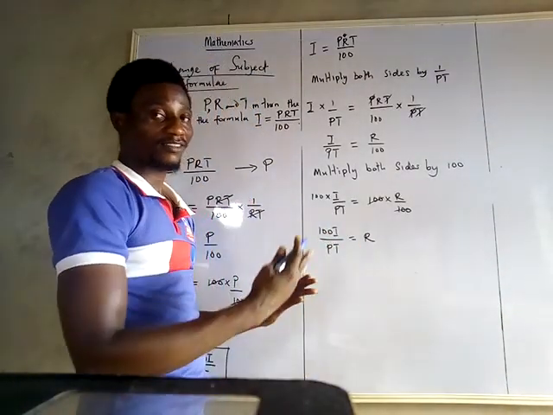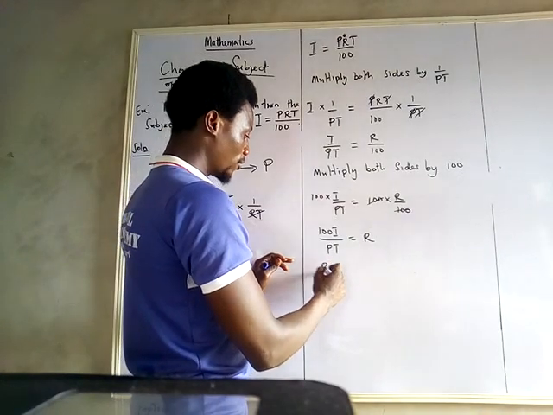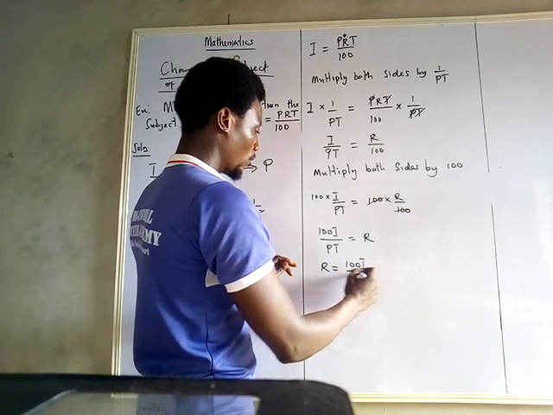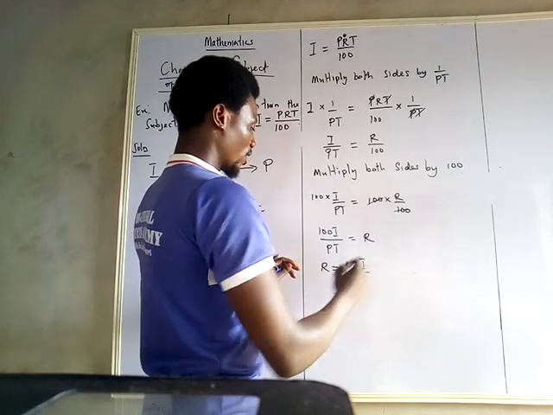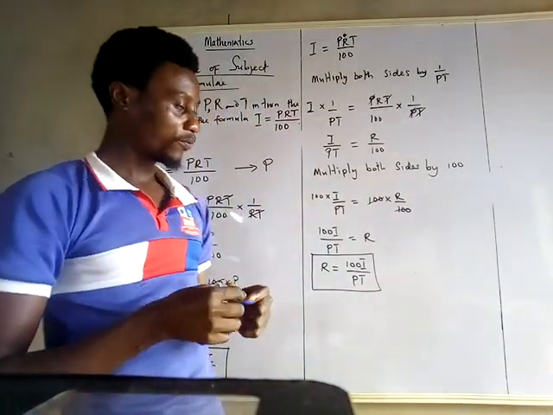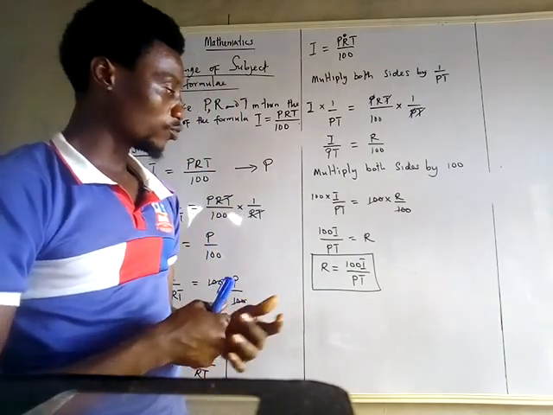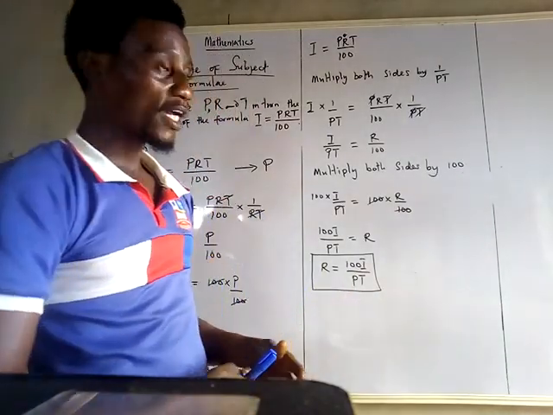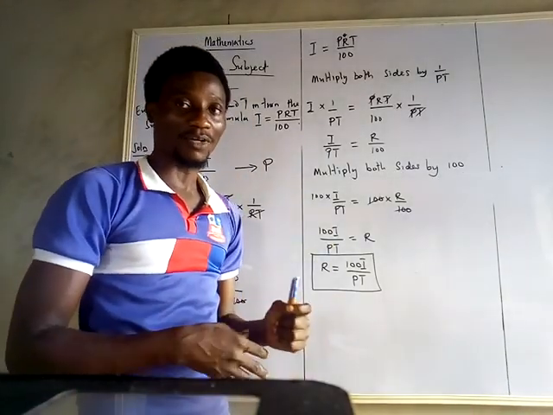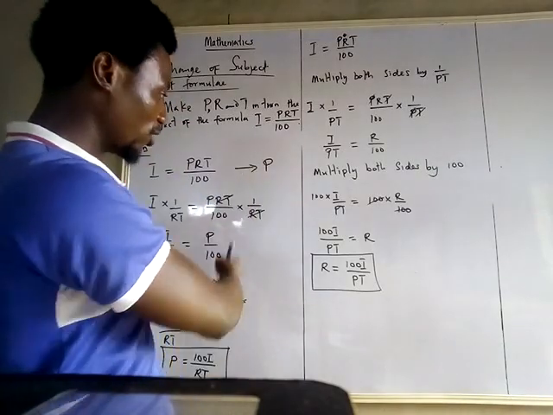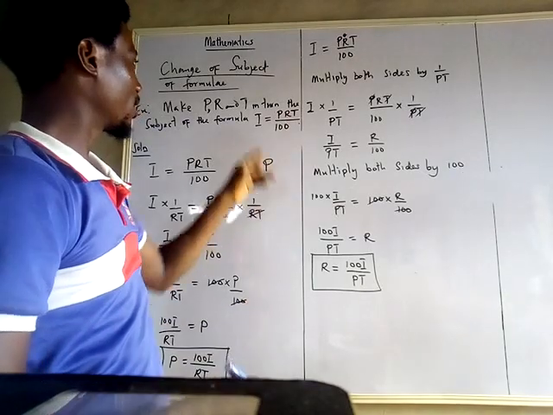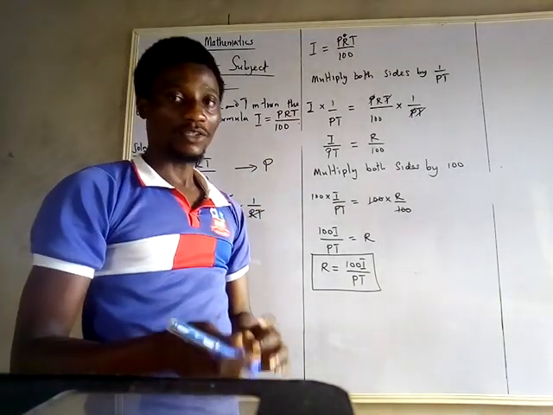Now we can rewrite by having R to be equal to 100I over PT. Now R is already standing alone. It is now the subject of the formula. That is, R is equal to 100I all divided by PT. Now you can make T the subject of the formula yourself. You can follow the procedure that we have followed to make P and R the subject. Now I want you to do that now.